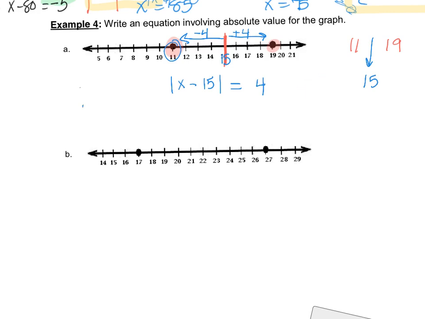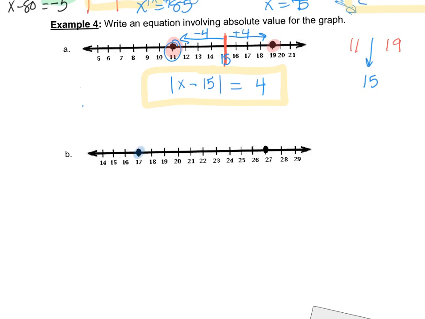So the way to figure this out, if you guys remember stem and leaf plot, or box and whisker plot, basically, remember when we did interquartile range? The median between the two numbers is the number that you subtract from the variable within the absolute value, and that's going to give you the distance that each of the numbers is from the median. So this here is the absolute value equation for that graph.